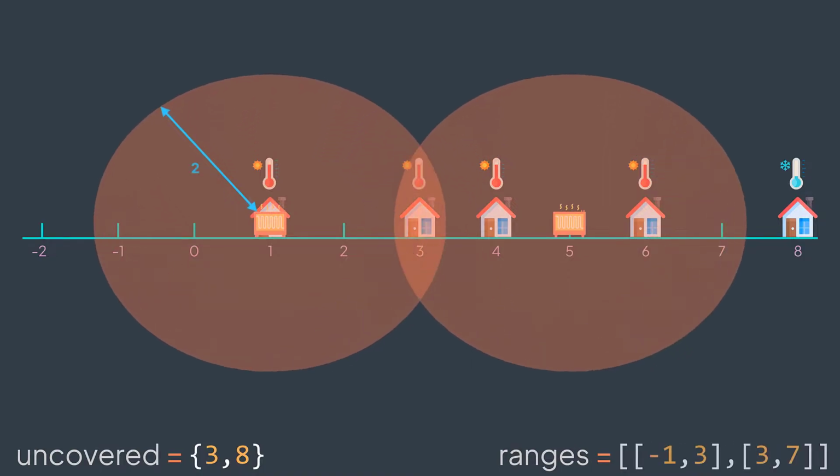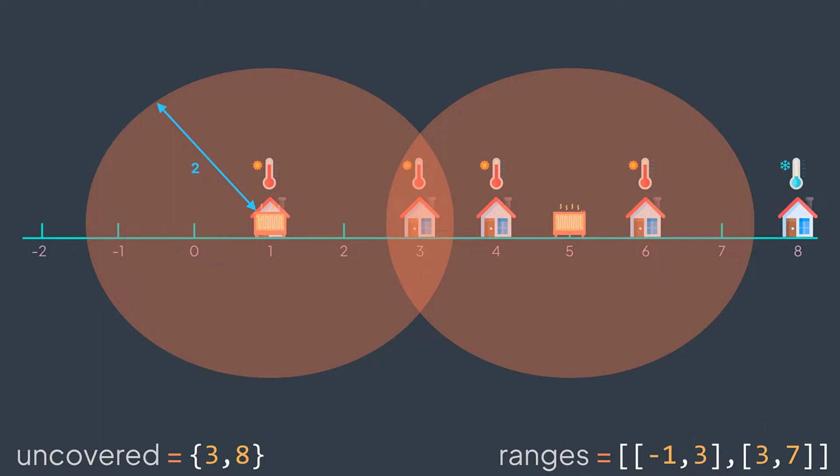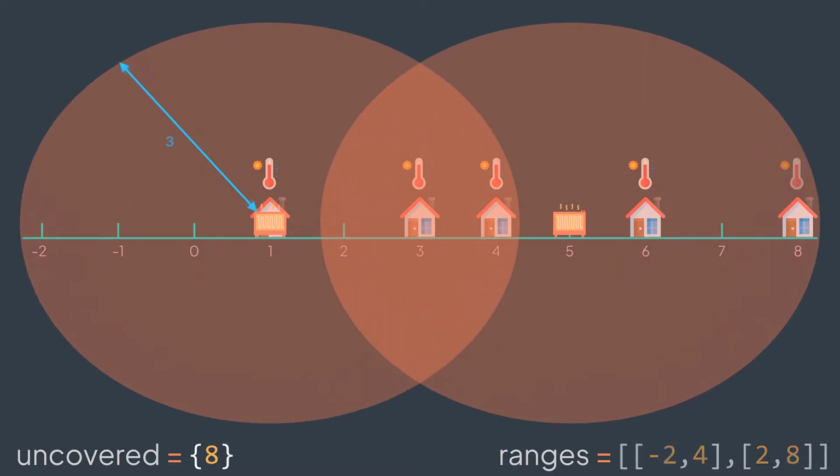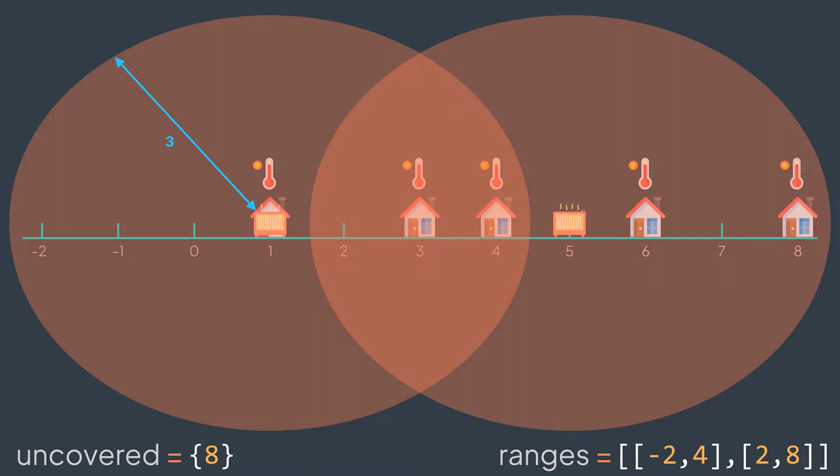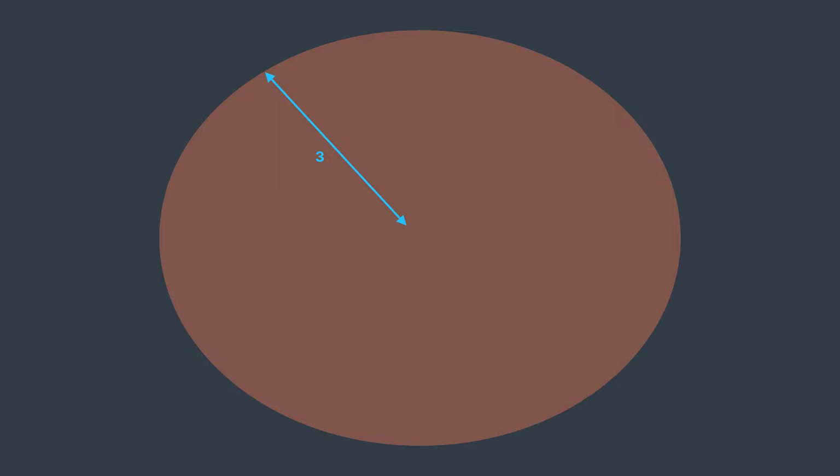We increment the radius, the ranges become 1 to 3 and 3 to 7. In newly covered positions, we can find house 3. We remove it from uncovered. We continue, we increment the radius, the ranges become minus 2 to 4 and 2 to 8. In newly covered positions, we can find house 8, we remove it. Uncovered set is empty now, we return radius, it's 3. We need a radius of at least 3 to cover all the houses.